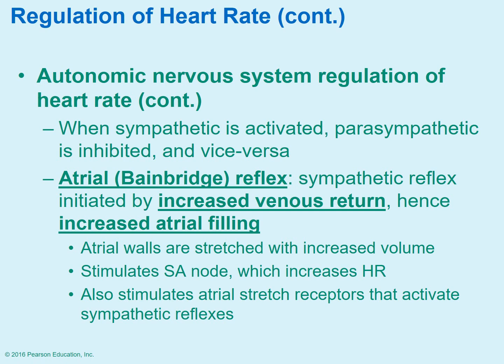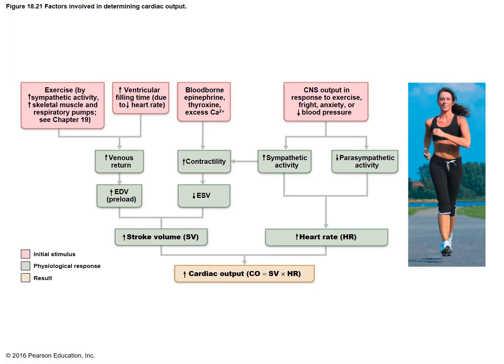There is what's known as the atrial reflex, the sympathetic reflex. It's initiated when you have increased return to the heart. That means you're going to have increased atrial filling. What happens here is the atrial walls are stretched because you have increased volume. That stimulates the SA node, which then increases the heart rate. So once again, heart rate and stroke volume are going to influence cardiac output.